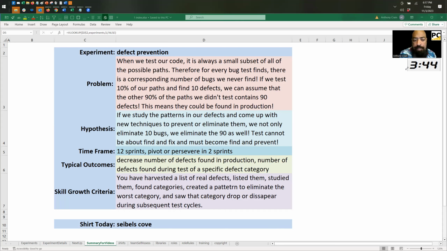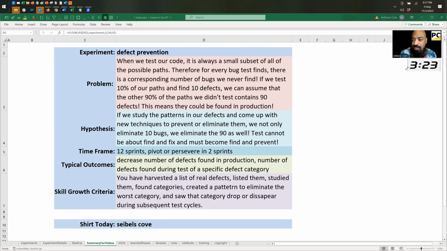We don't want that. So the hypothesis here is if we study patterns in defects, we can come up with techniques to prevent or eliminate them. So we not only eliminate the 10 bugs that they would have found, we eliminate the 90 that they wouldn't have ever found because we never created them in the first place. That feels like time traveling, but we're talking about the future.